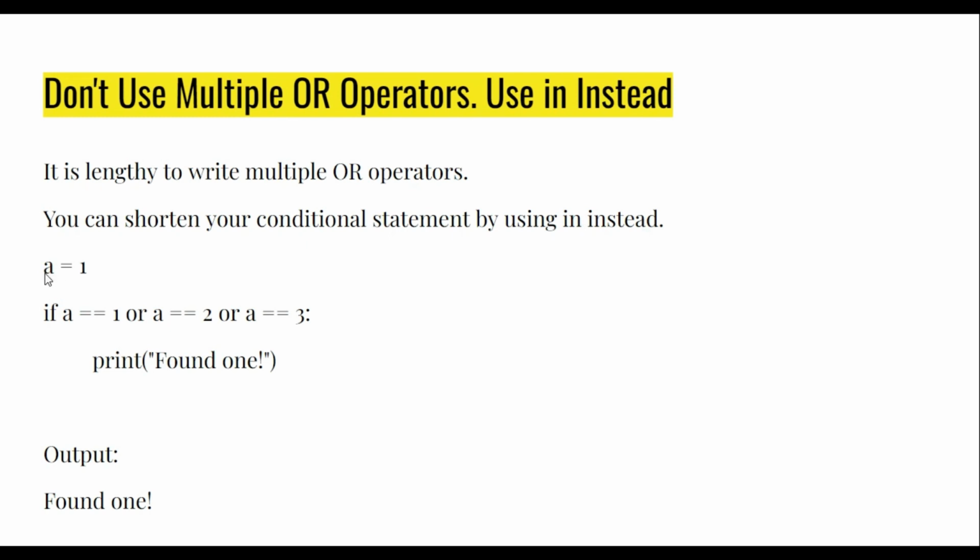Here a is equal to 1, and I am checking multiple conditions on a single variable, that is a. So if a is equal to 1 or a is equal to 2 or a is equal to 3, here I am checking multiple conditions using the or operator on this a. It is a bit lengthy, so instead of using multiple or operators, you have to use the membership operator, that is in.